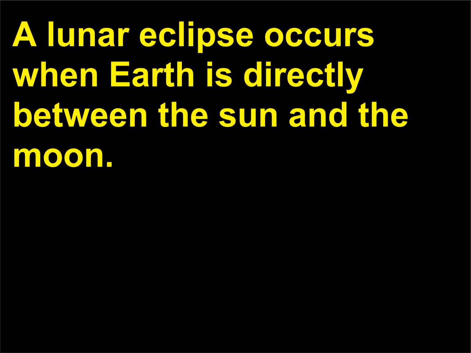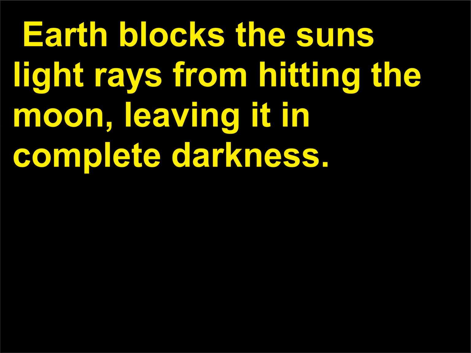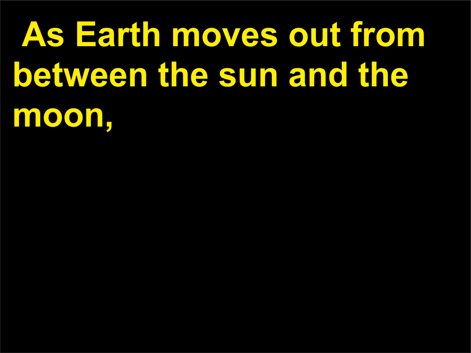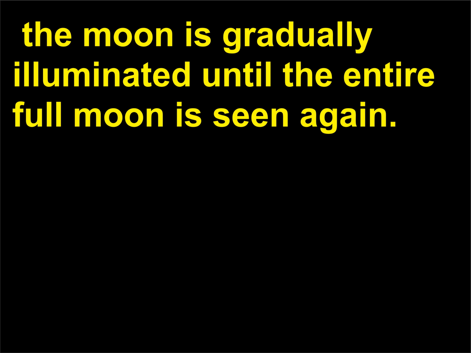A lunar eclipse occurs when Earth is directly between the Sun and the Moon. Earth blocks the Sun's light rays from hitting the Moon, leaving it in complete darkness. For an observer on Earth, a shadow appears on the Moon, causing it to become dark. As Earth moves out from between the Sun and the Moon, the Moon is gradually illuminated until the entire full moon is seen again.